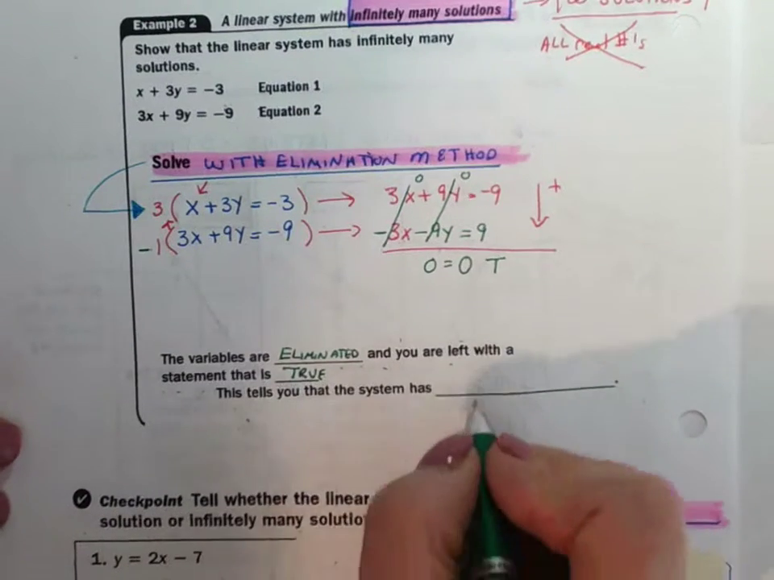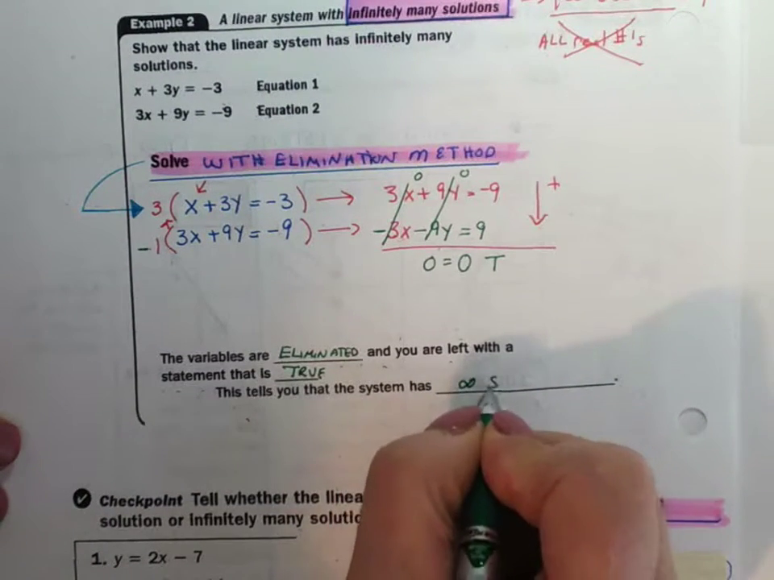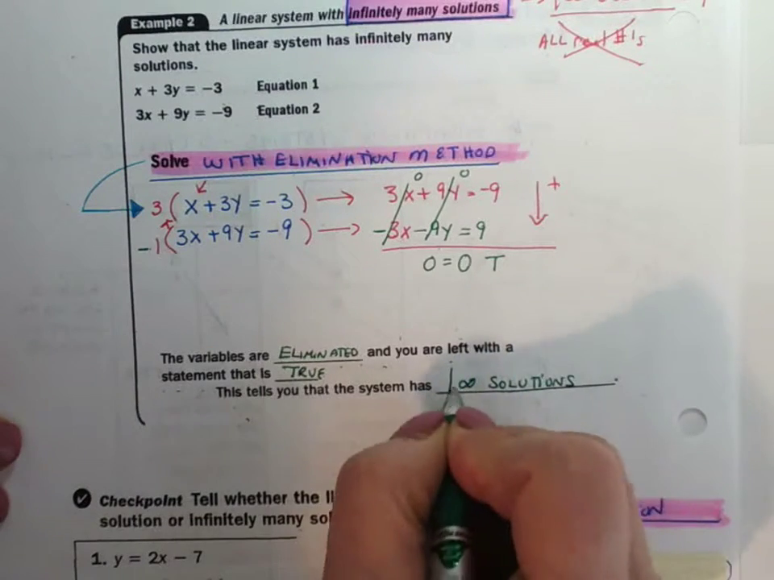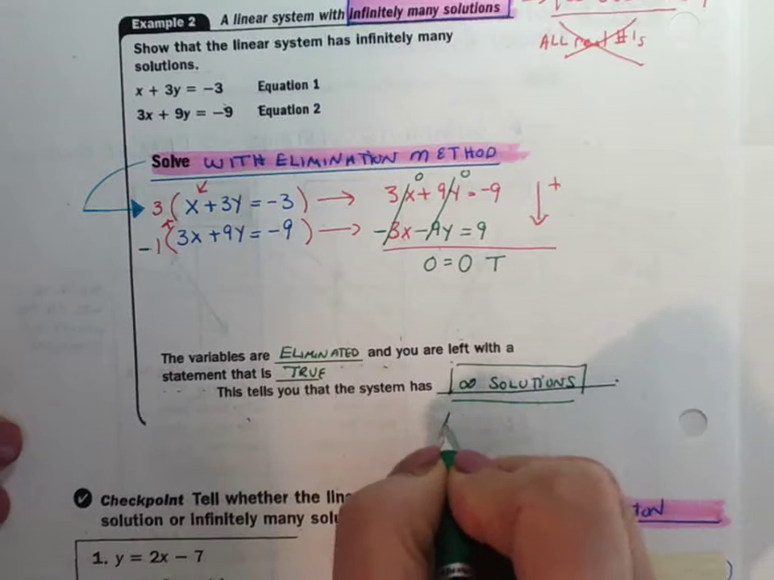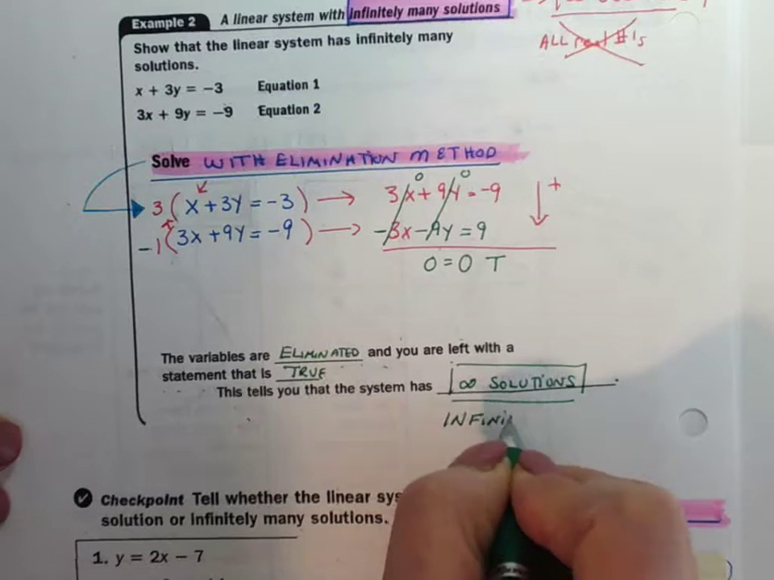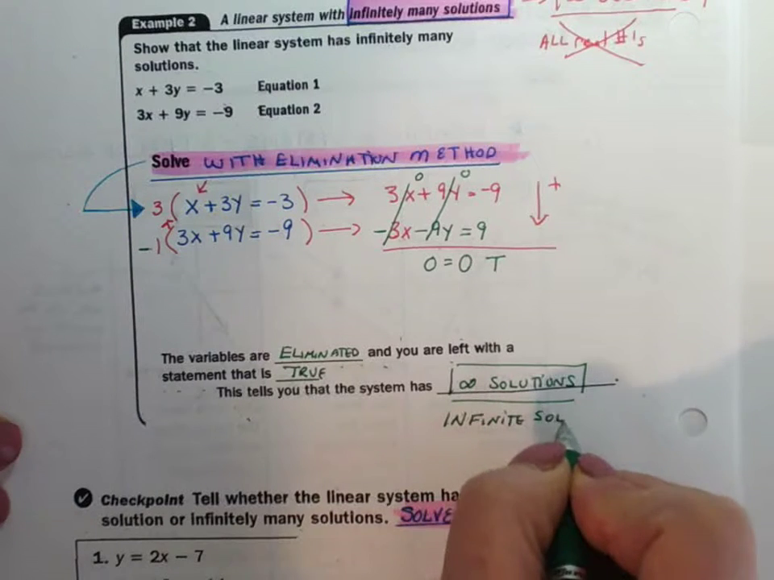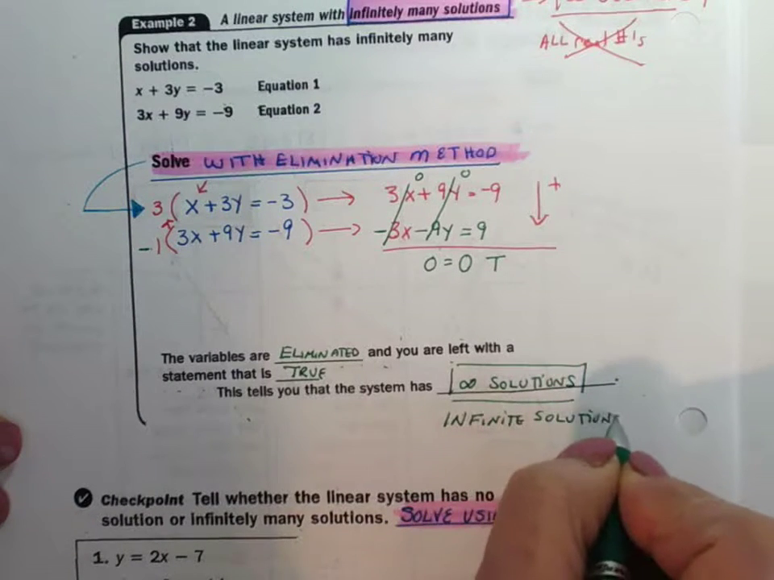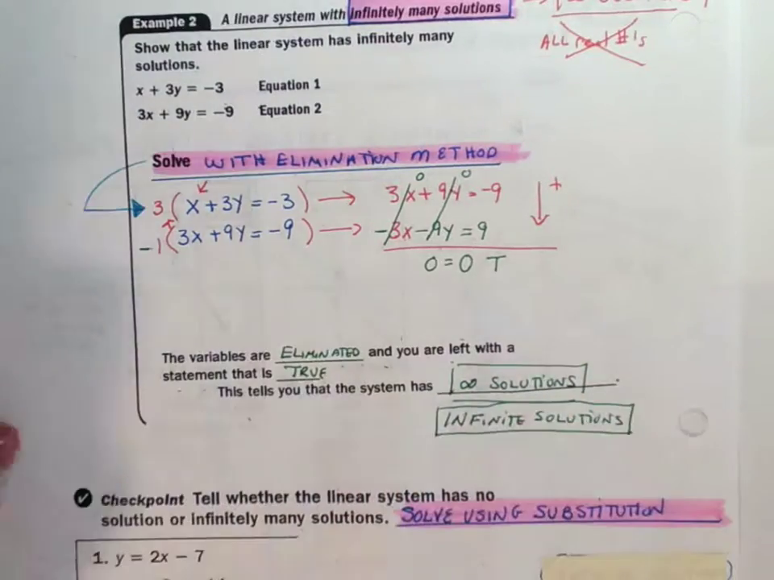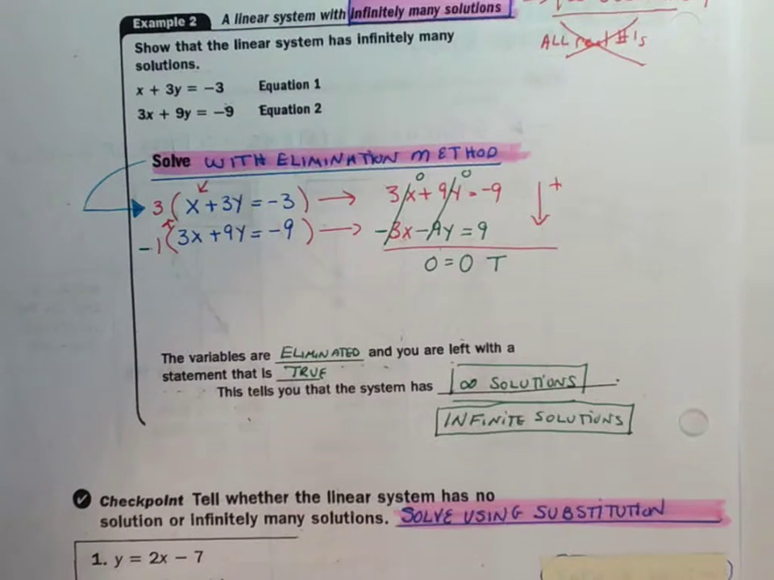This tells you the system has infinite solutions. You can write it like that, or you can write infinite solutions. Okay. So those are two examples of the special cases using the elimination method.